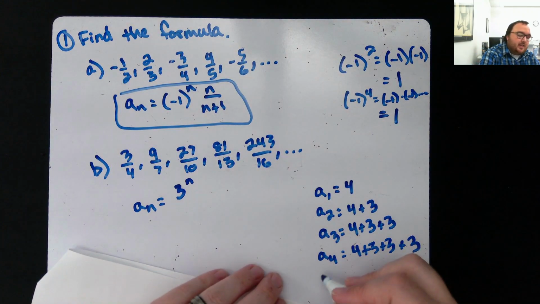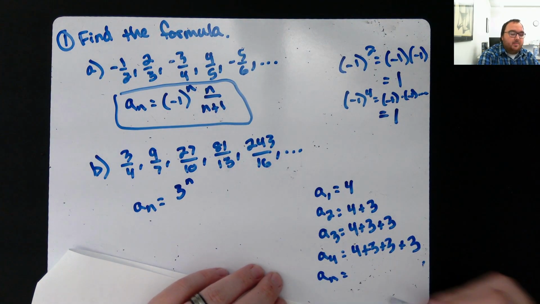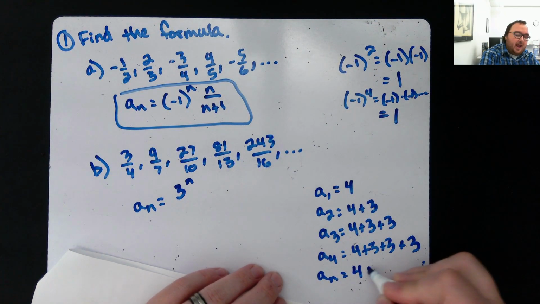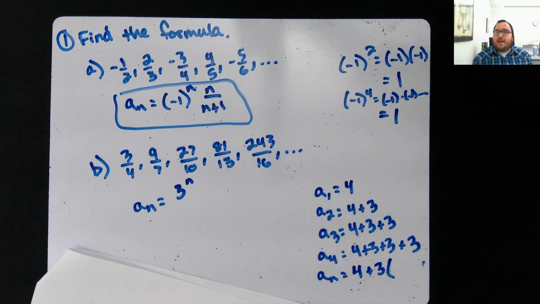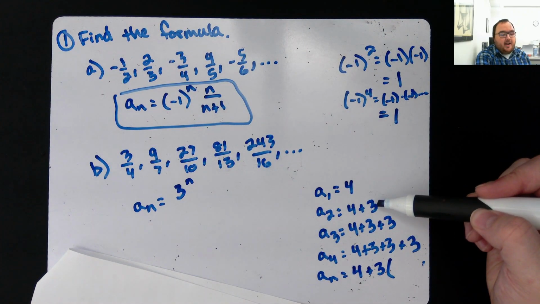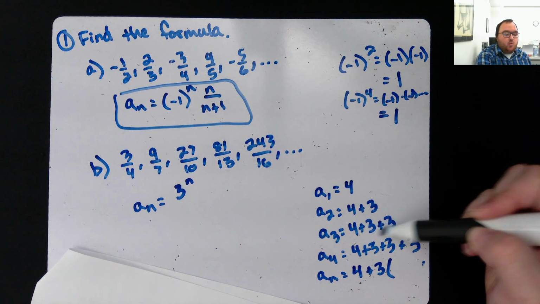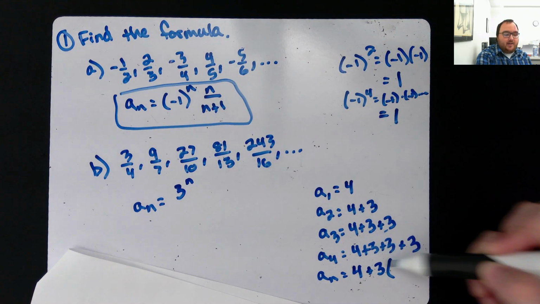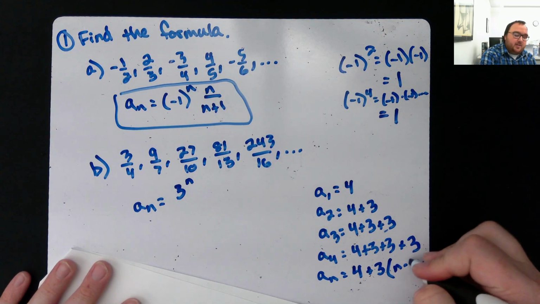So what this means is that for every AN, I'm taking 4 and I'm adding 3, but how many times? For A2, I added it once. For A3, I added it twice. For A4, I added it 3 times. So this is n minus 1.